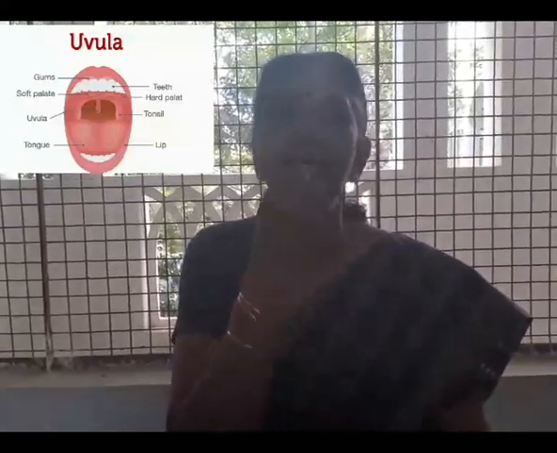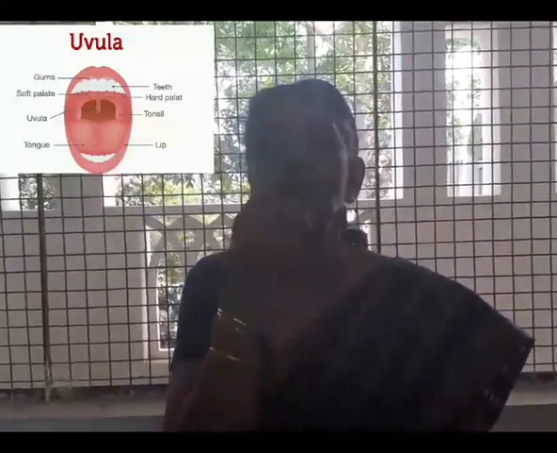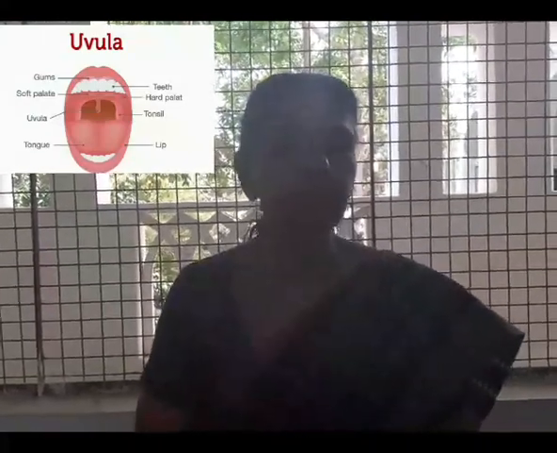The fleshy structure hanging loose at the end of the mouth is called the uvula. What is the function of the soft palate? The soft palate acts as a valve to open and close the nasal passage. If the nasal passage is opened by lowering the soft palate, the air passes through the nose and the sound is called a nasal sound.